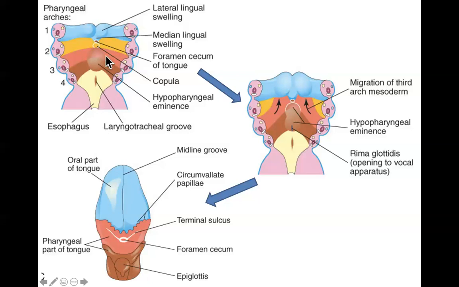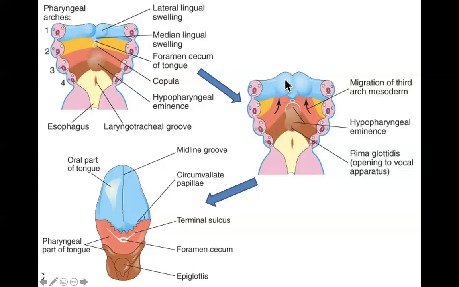So what happens first is you get this little tiny central swelling in the first pharyngeal arch called the median lingual swelling. And this is due to a proliferation of the mesenchyme of the arch. After that, you start to see these 2 lateral swellings just to either side of it. Now, these 2 lateral swellings are going to very quickly overgrow this medial swelling, and it is going to disappear and never be heard from again.